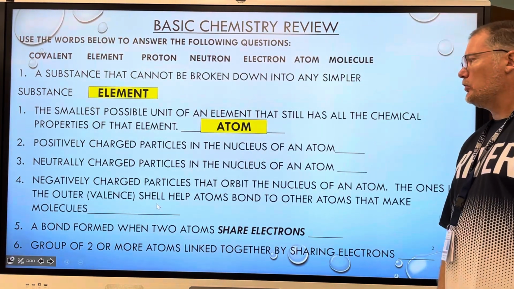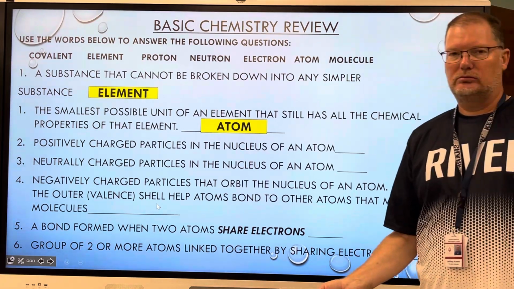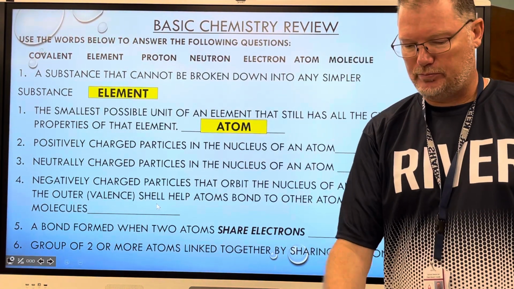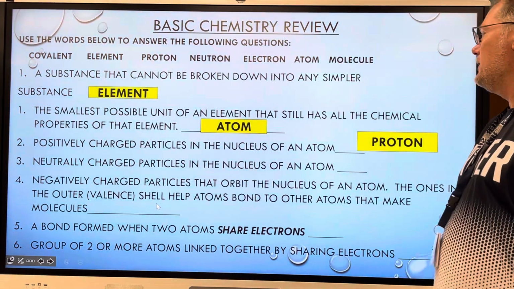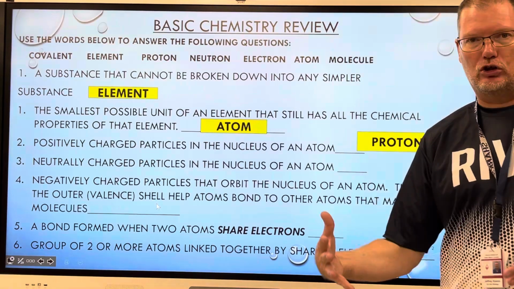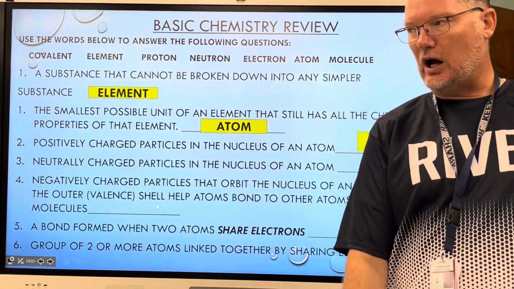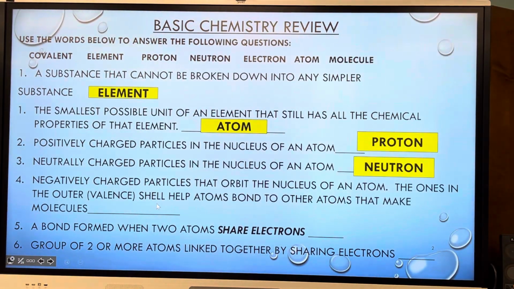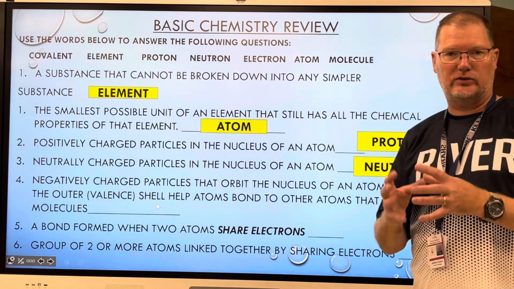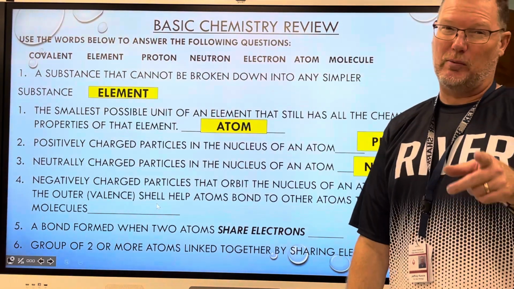Positively charged particles in the nucleus of an atom, they start with a P, positive P proton, okay? Neutrally charged particles, so they don't have a charge, neutral neutron. Negatively charged particles, this is the one that's left over, they fly around the outside of the protons and neutrons, okay? And you'll learn a lot more about them in chemistry class.